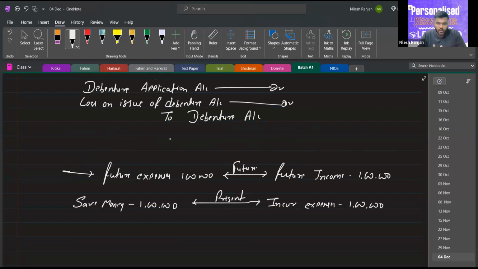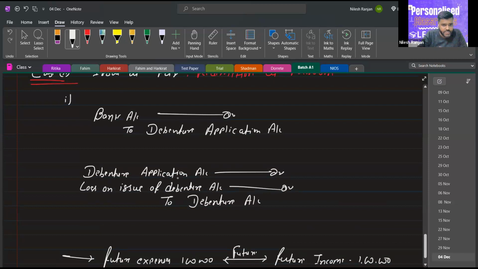Now, one more thing here. What do you think? Is the entry complete here? The entry number 2? No, sir. Okay, so what is left here? Premium on redemption account, credit. Why is it credited? Premium on redemption, yes, it will be written. Your answer is correct. But why is it on the credit side?